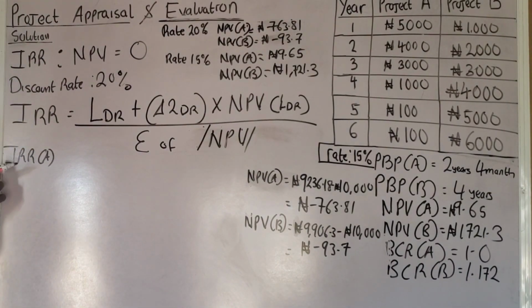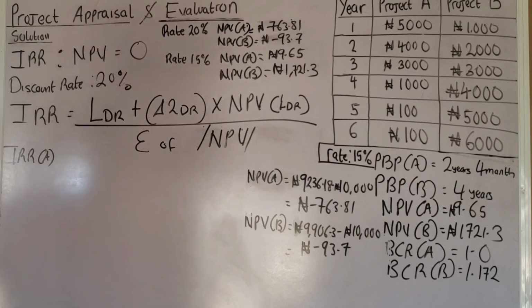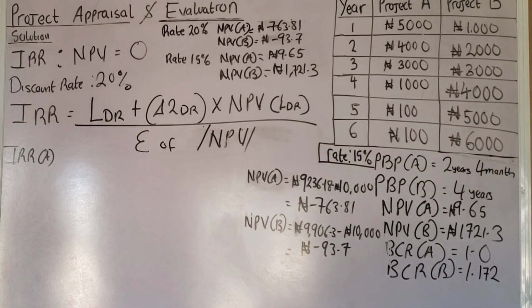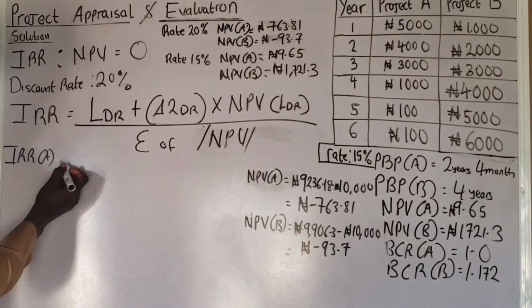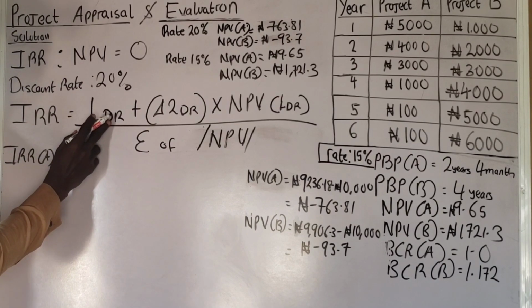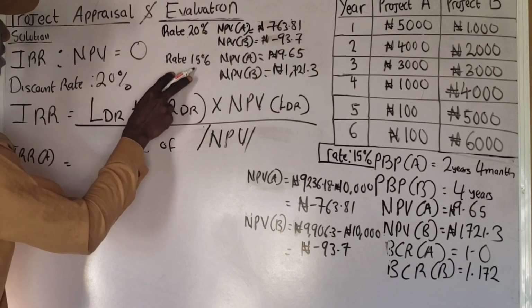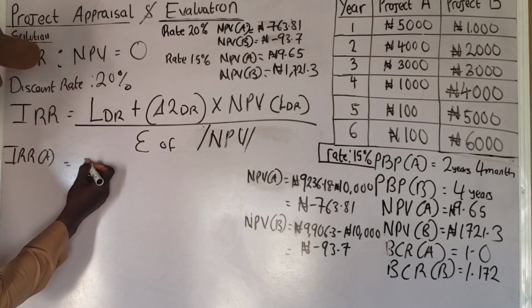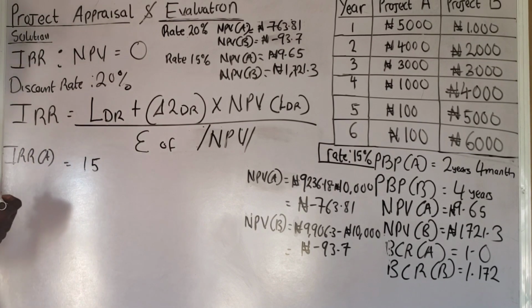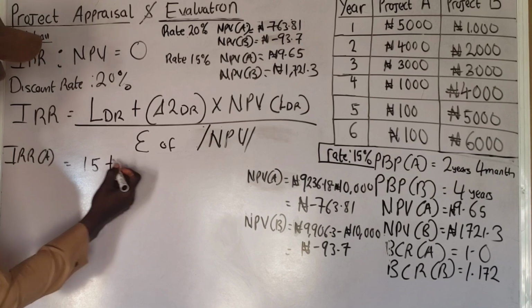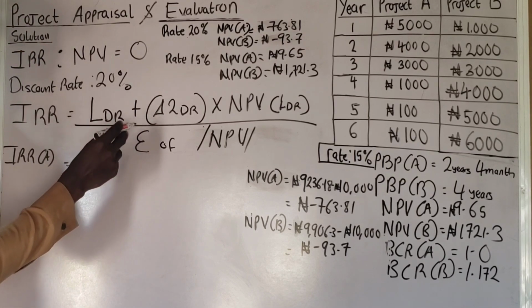So let us calculate the IRR of A. To get the IRR of A, I'm going to have LDR, the lower discount rate. Now for A, the lower discount rate is what? 15%. So I'm going to have 15. Please, are you following? Plus the difference between the two discount rates.